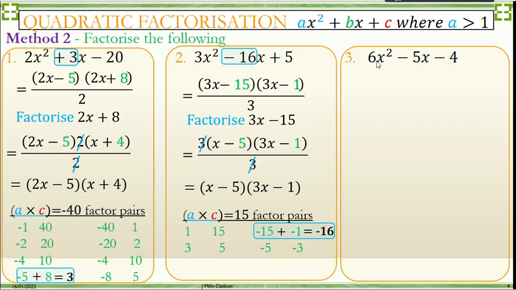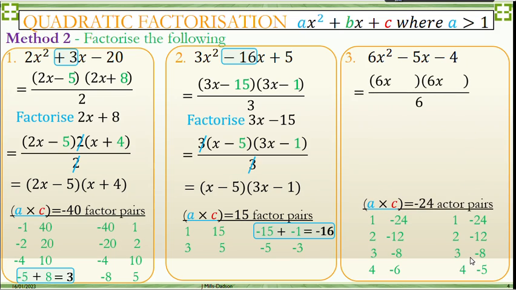Last one. 6 times negative 4. You list the factor pairs of that. That is it. 6x, 6x divided by 6. Factor pairs to make negative 5 is this one, plus 3 minus 8. Now you want to cancel out 6 and you realize that you can factor out 6. So check all of them.